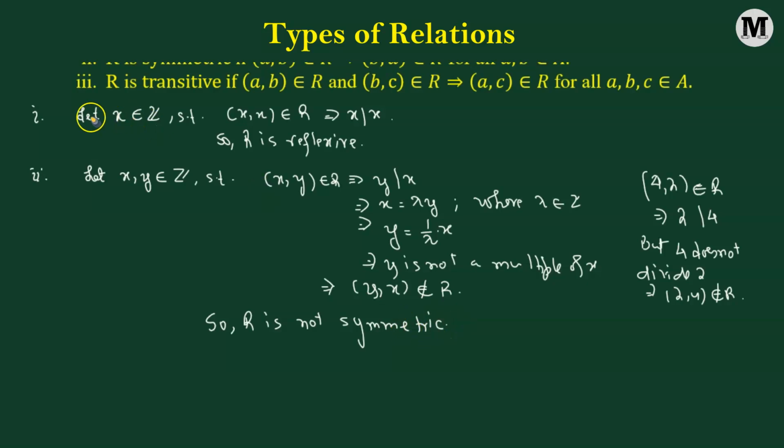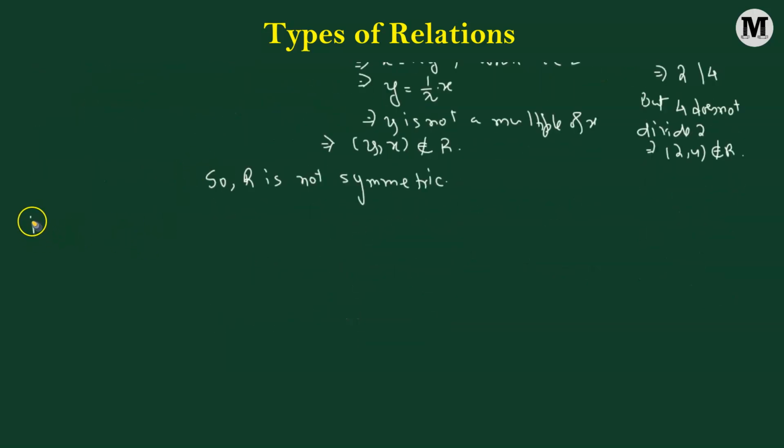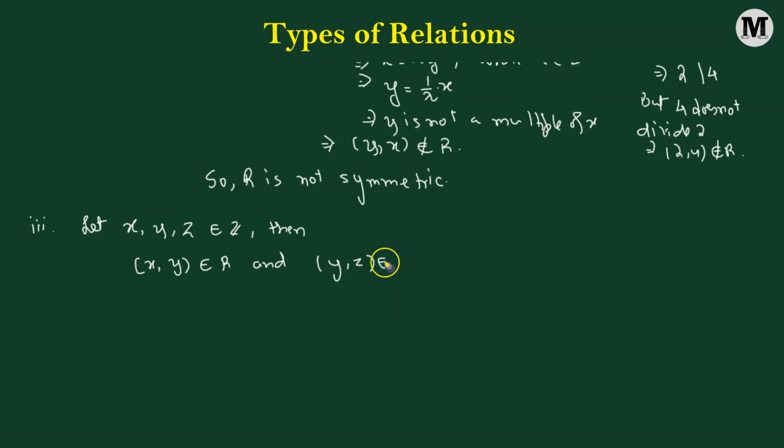Next, we are going to check whether our relation R is transitive. Here we need two ordered pairs. Let's say we consider three elements, X, Y, and Z, and let us suppose that all of these belong to the set of integers Z. If we consider the ordered pair X, Y belonging to the relation R and Y, Z belonging to the relation R, our goal is to show that X, Z also belongs to the relation R. In other words, we have to show that Z divides X.